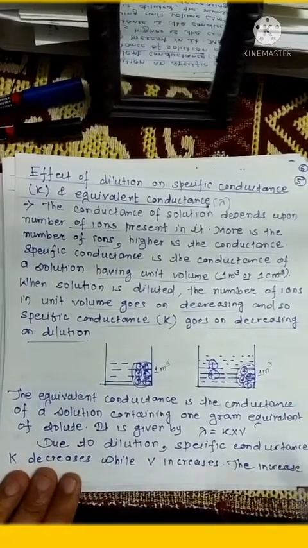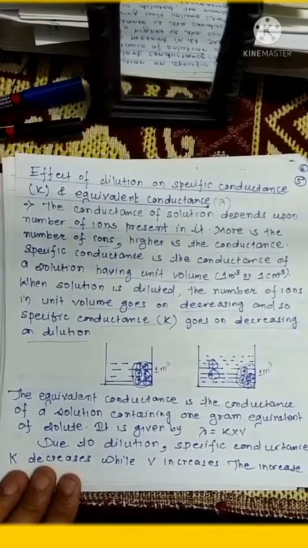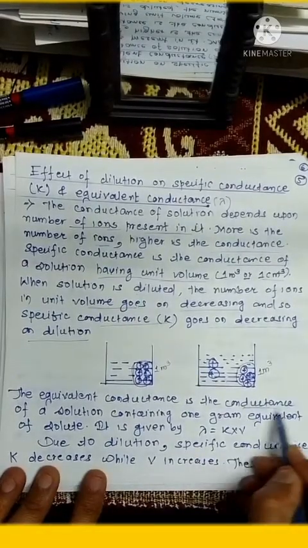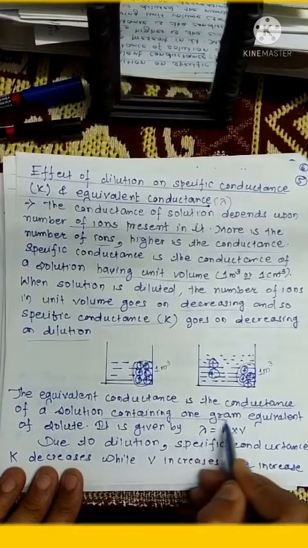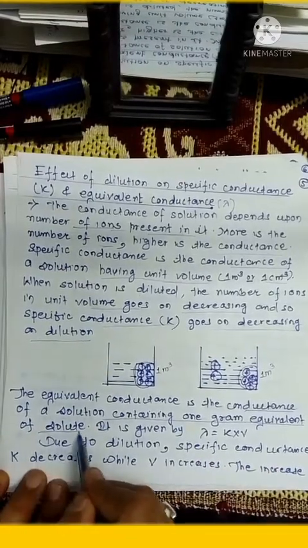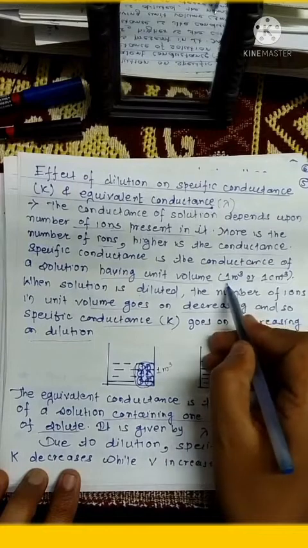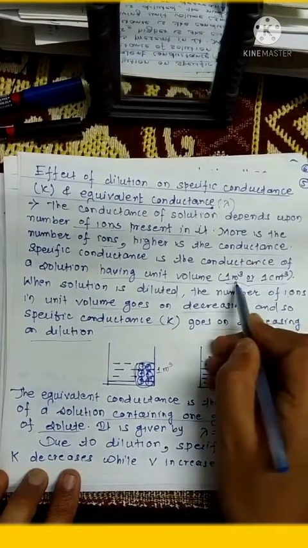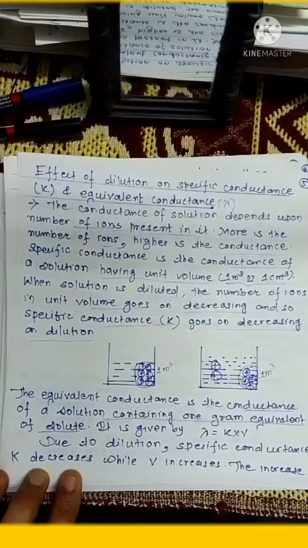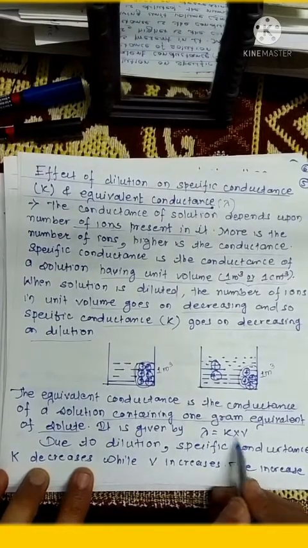Now we are going to see what happens with equivalent conductance. Equivalence conductance is the conductance of a solution containing 1 gram equivalent of a solute. So in the case of equivalent conductance, it is not limited by unit volume. It is the conductance of 1 gram equivalent of solute. So it is given by lambda equal to K multiplied by V.